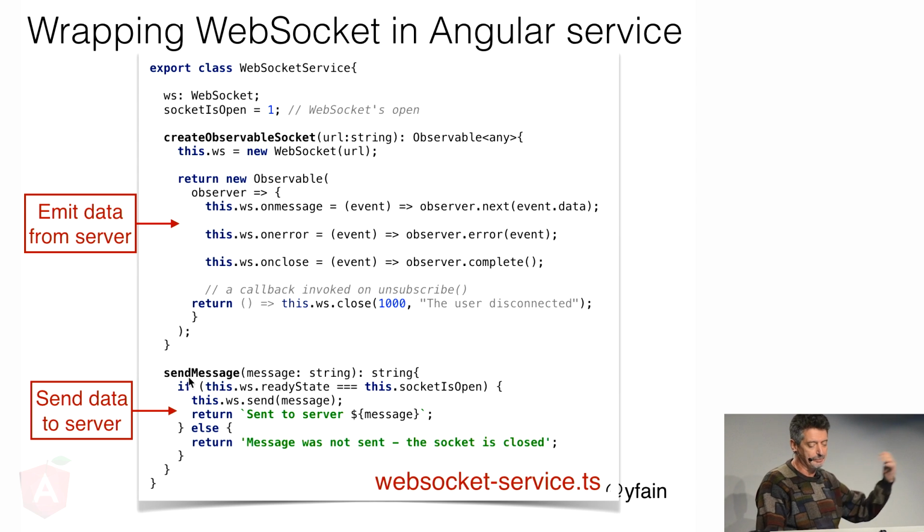Now, send message, it's all the other way around. If the client wants to send a message to the server, give me a message. I'm checking if the state is open. Then I invoke send on the WebSocket, standard API. This is a WebSocket service.